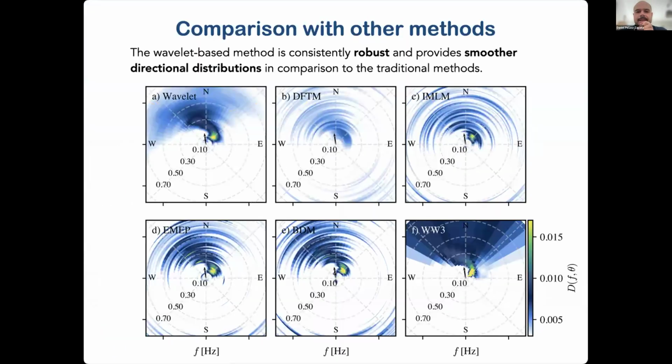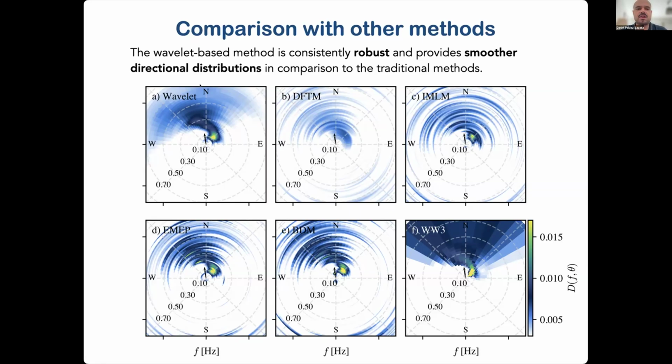Okay, so we did a comparison of this wavelet-based approach with different classical methods. The first one is the direct Fourier transform method, which is the Fourier expansion I showed before. The maximum likelihood, the maximum entropy, and the Bayesian directional method, I think, and also with some estimation of the Weierstrass tree.